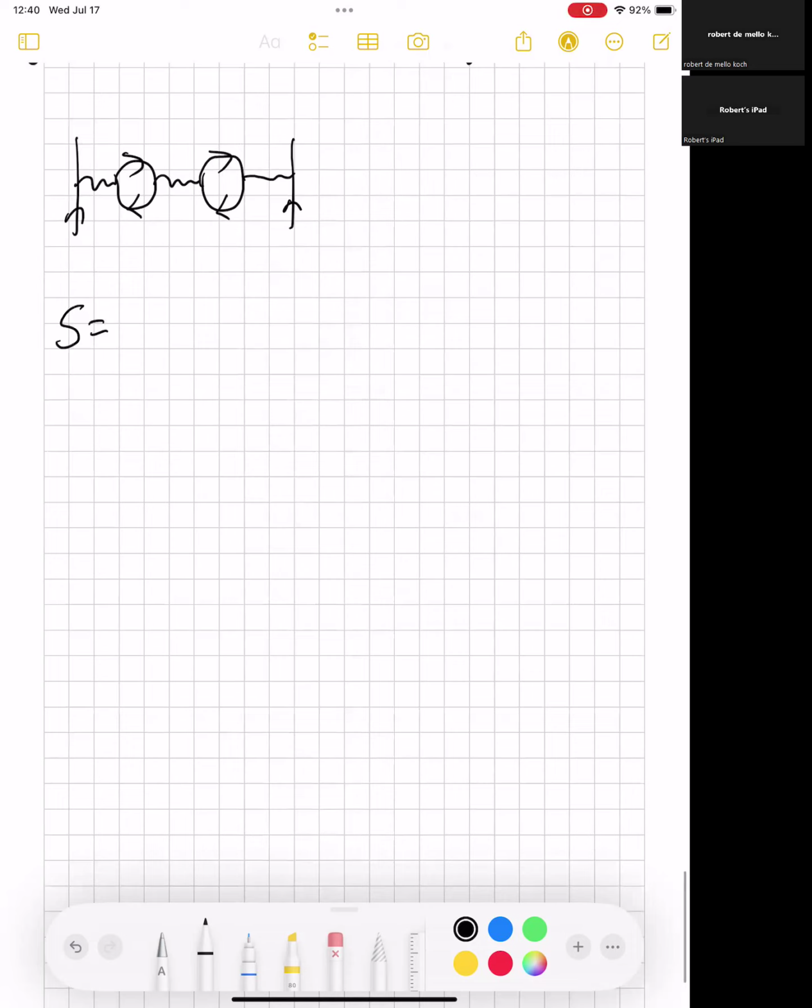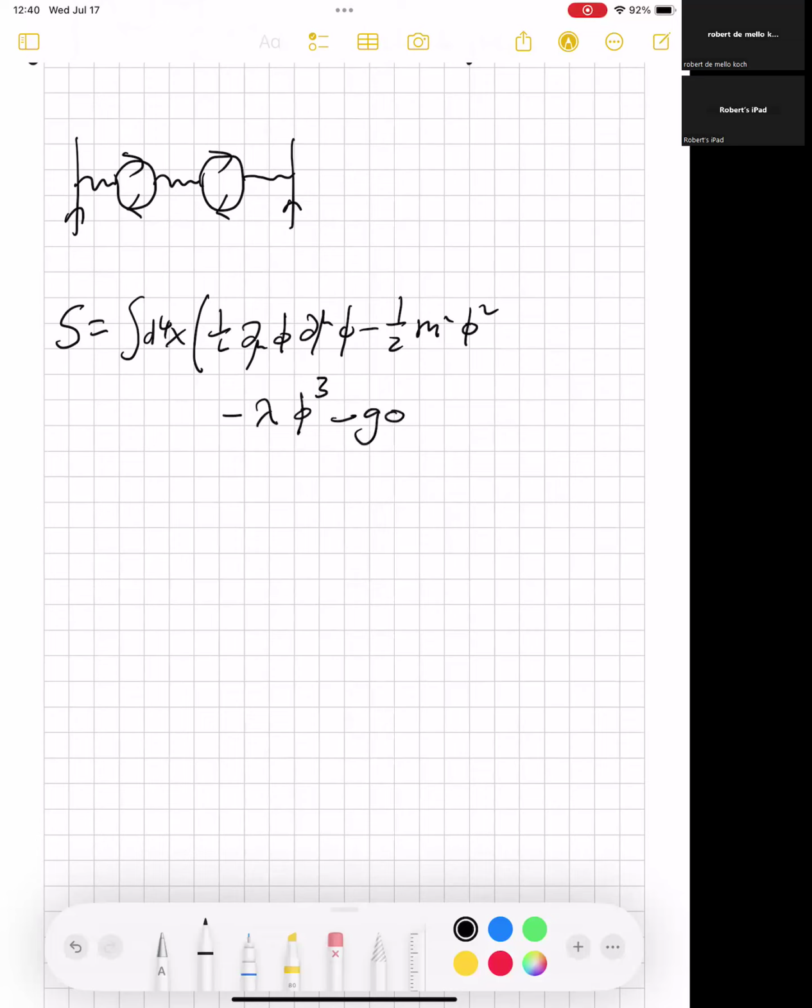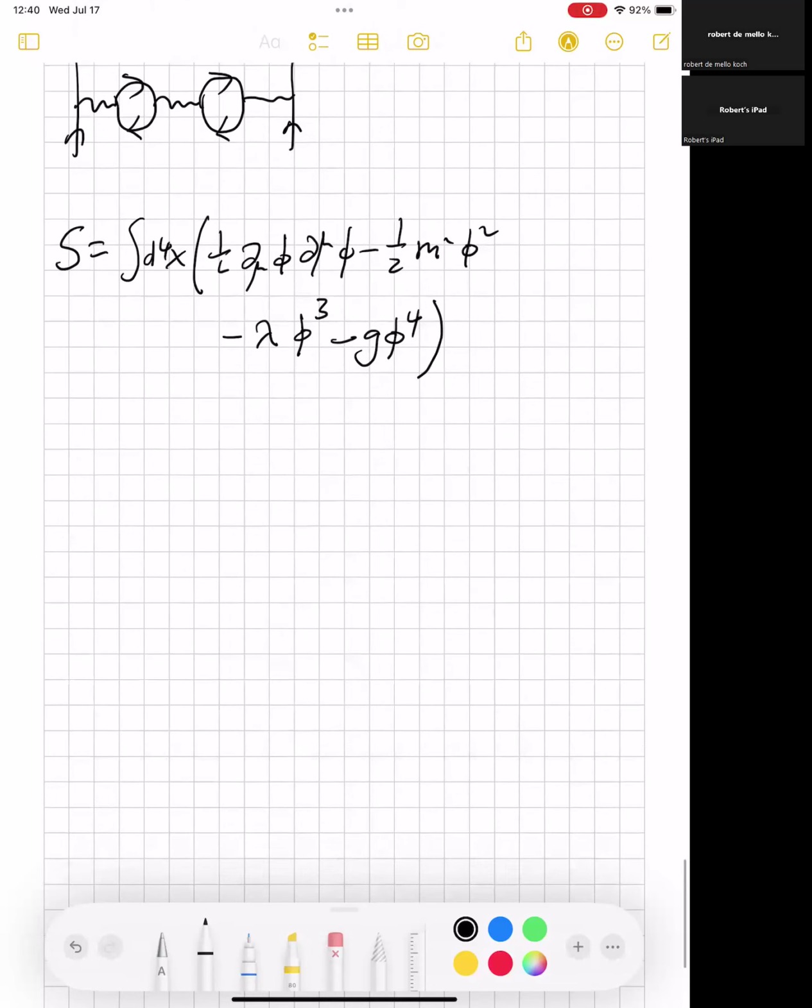So we'll start off with an integral d^4x. We'll have the usual free terms: 1/2 (∂_μ φ)^2 minus 1/2 m² φ². Now I'm going to add a cubic term, so minus λ φ³, and a quartic term, minus g φ⁴. And I'd like you to try a few things.